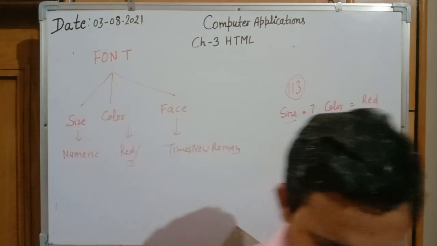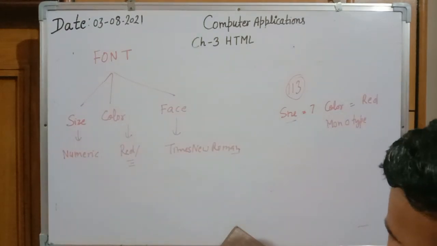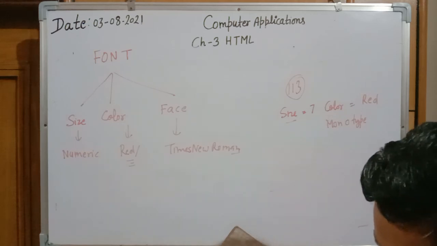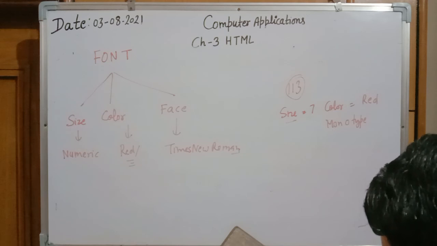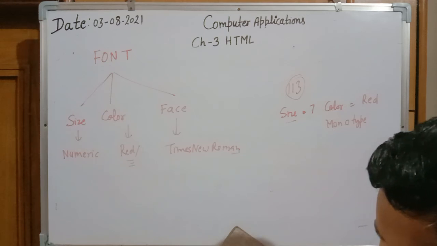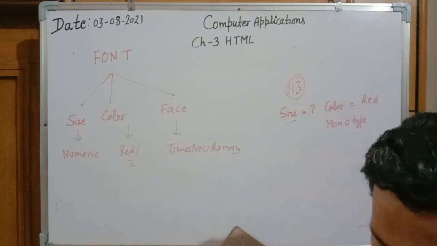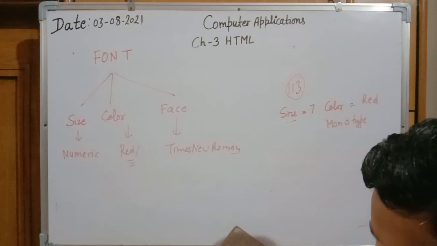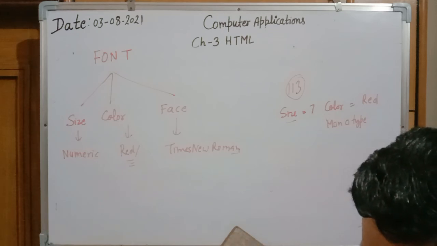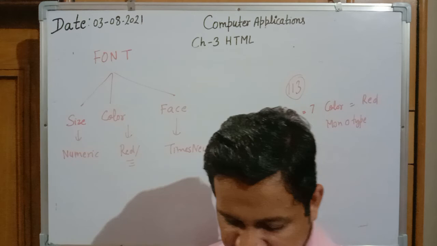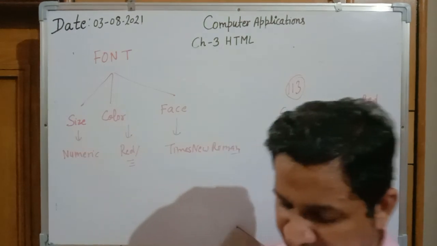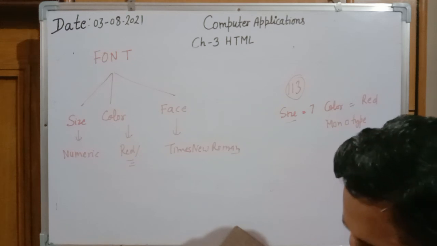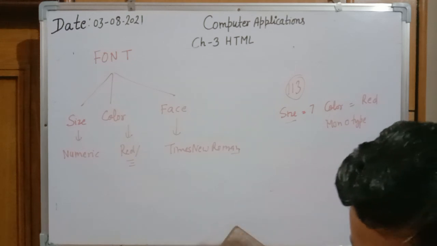All 3 properties will be applied. This text will be written with size 7 in red color and monotype font type. Afterward, the font tag is closed. Now two line breaks are given, BR, BR. It will give the two line breaks, and again the next tag they have written, that is font. Now size is 5, color is blue, and face is Times New Roman. It will be applied on the next line, that is HTML is used to design and create the web pages. So the size of this line will be 5, color will be blue, and face will be Times New Roman.